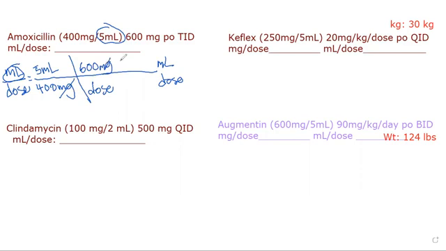So 600 times 5 is going to be 3,000, and we're going to divide that by 400. If you want, you can cancel out your zeros just to make it a little more manageable. So in this case, we're going to do 30 divided by 4. That's going to be 7.5 milliliters.